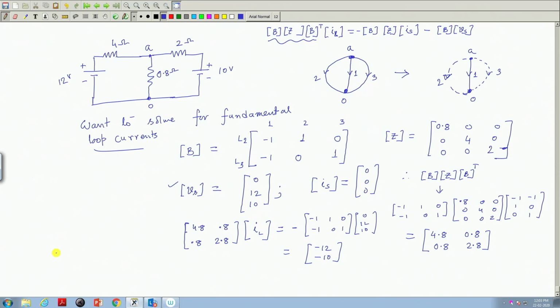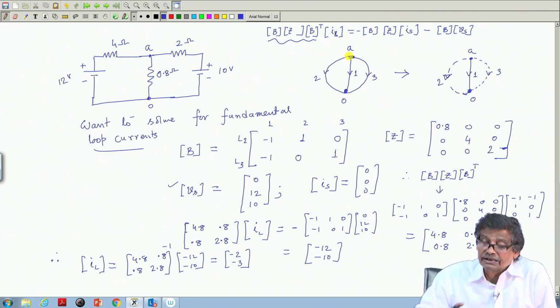Therefore, the loop currents I L will be this matrix 4.8, 2.8, 0.8, 0.8, inverse of this, multiplied on both sides into minus 12, minus 10. And if you do that, it will come out to be minus 2, minus 3 ampere. Done. Therefore, loop currents are known, therefore I will be able to calculate the element currents.